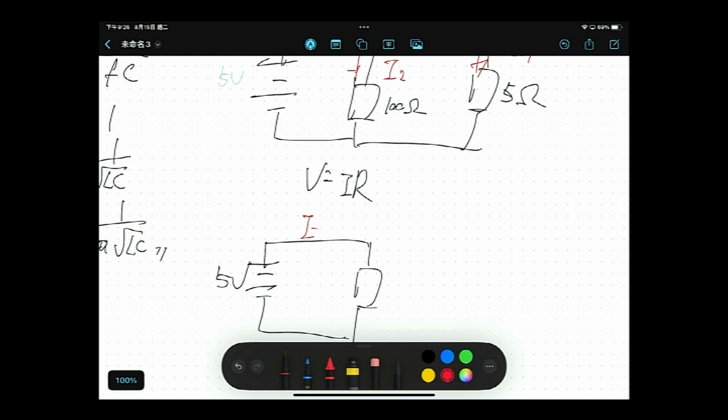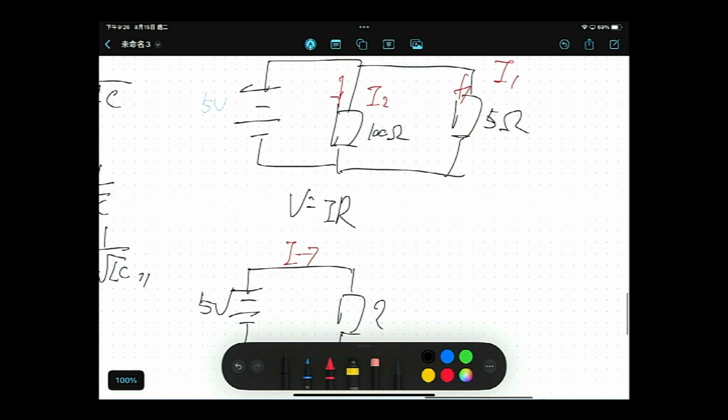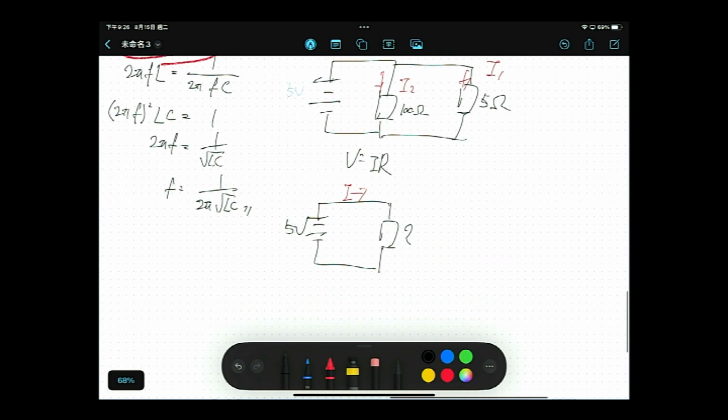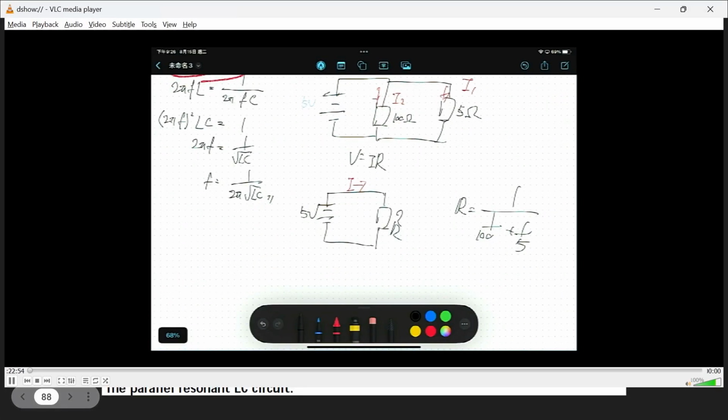Okay, I here. What is the resistance of this one? The resistance R here is R equals 1 over 100 plus 1 over 5, right? Okay, so what is the result? What is 1 divided by 1? Just a minute, my Excel has gone wrong.